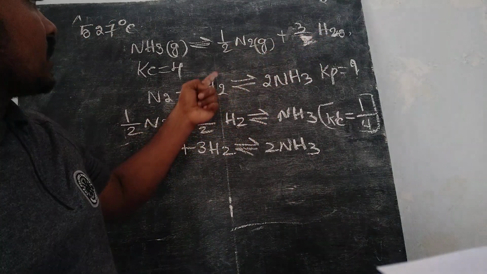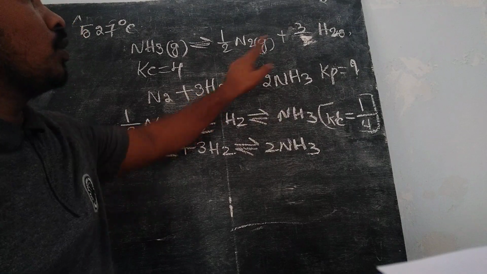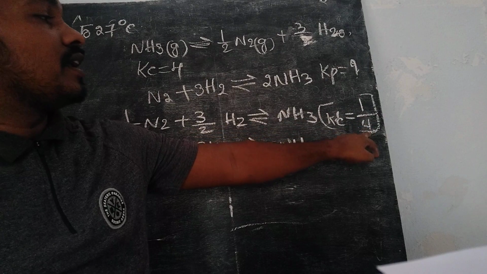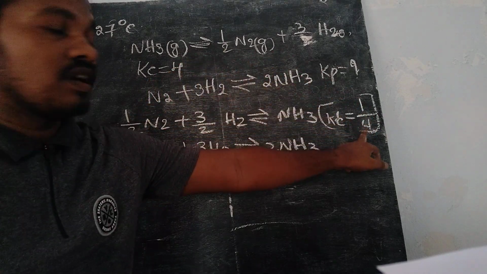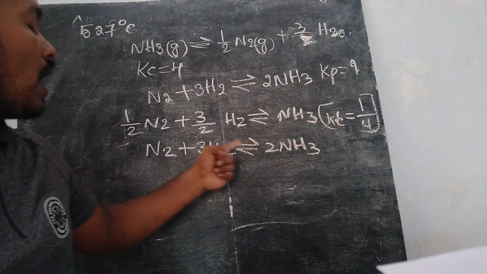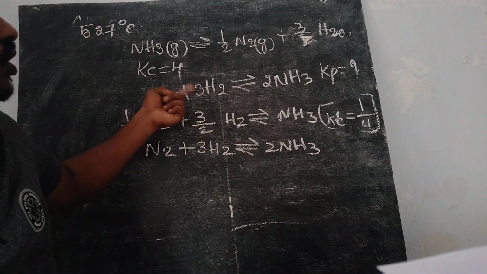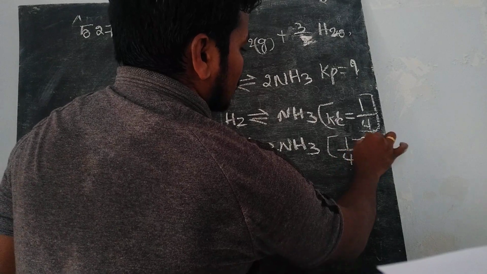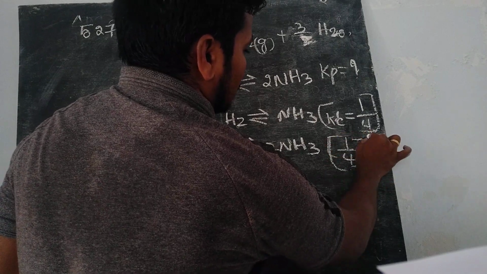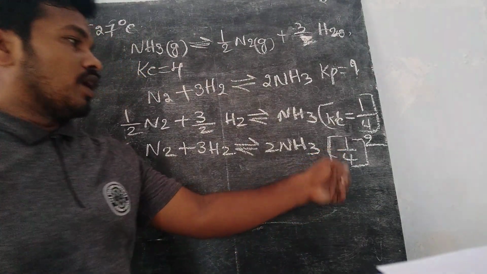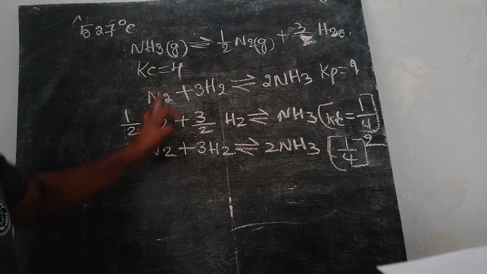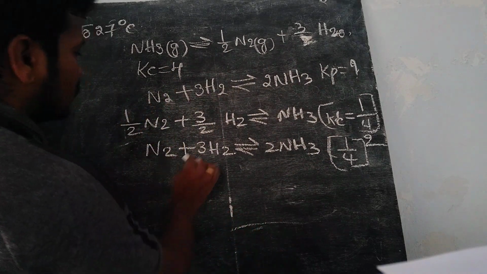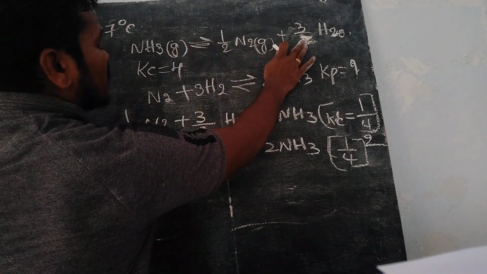So I want to convert it into this form. First of all, I take the reverse of the reaction, that means Kc becomes 1 by 4. Then I made this equation equal to the required equation by multiplying by 2, so Kc is raised to the power 2. For this reaction Kc is 1 by 4 whole square. Just this is the reaction for which Kc is 4.